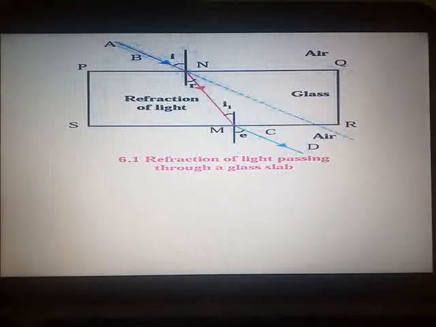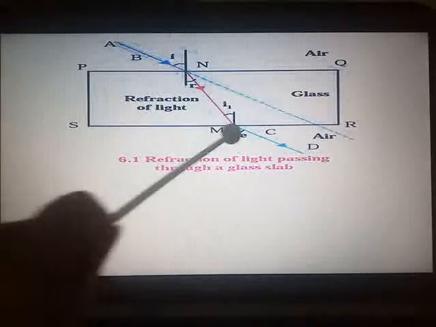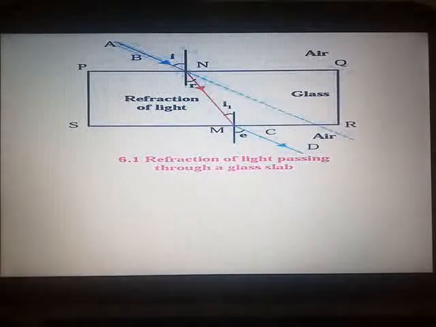Put two pins vertically at two points A and B along the line. Here you have to put two pins. Look at the pins A and B from the opposite side of the slab. From the other side of the slab, you are going to look at both the pins, and then put two pins C and D, so that the images of A and B are in a line with points C and D.